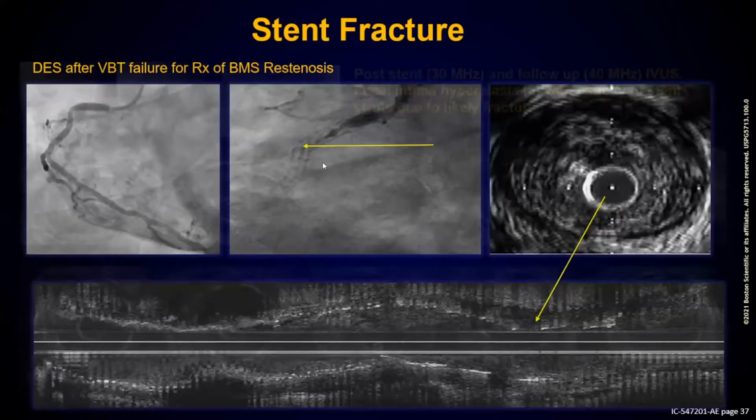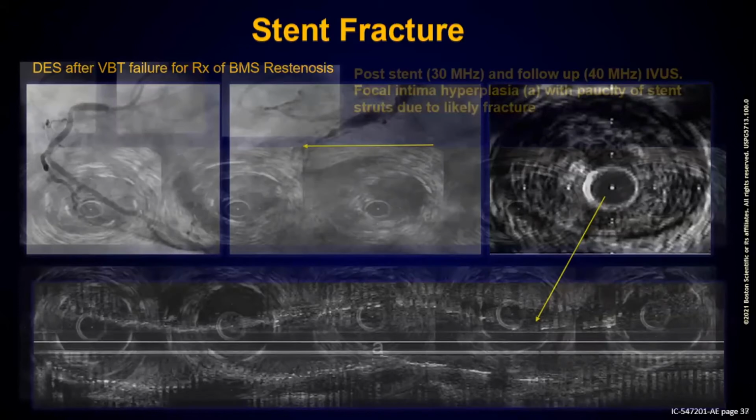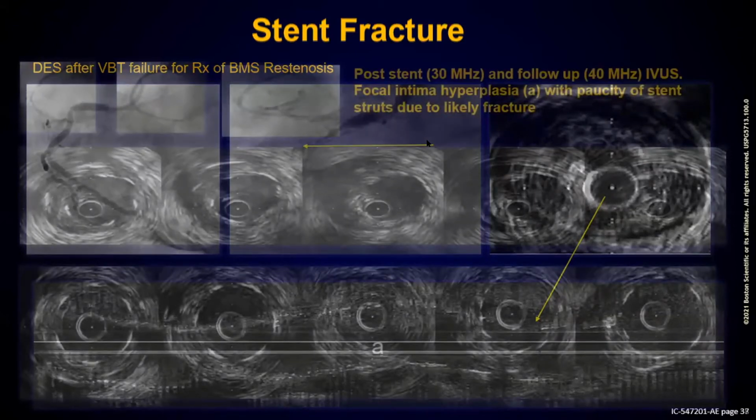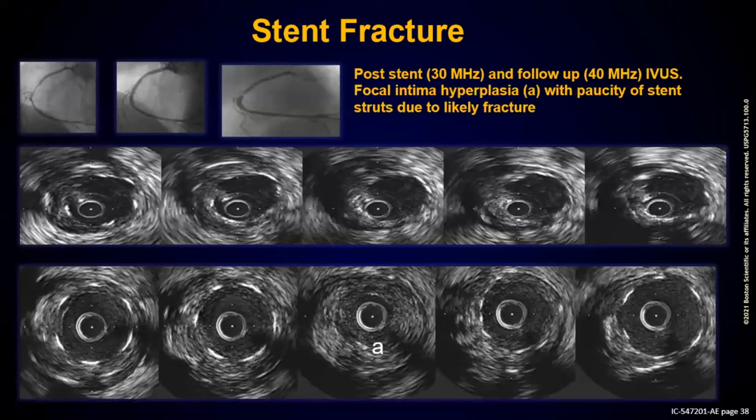And then again, another example of stent fracture. And this is with the 30 megahertz catheter and follow up with the 40 megahertz catheter, and focal intimal hyperplasia with paucity of stent struts is likely due to fracture. That's exactly what I was saying. On this one, you could see 1, 2, or 3 struts, but there is a paucity of struts, and therefore it is usually due to stent fracture.